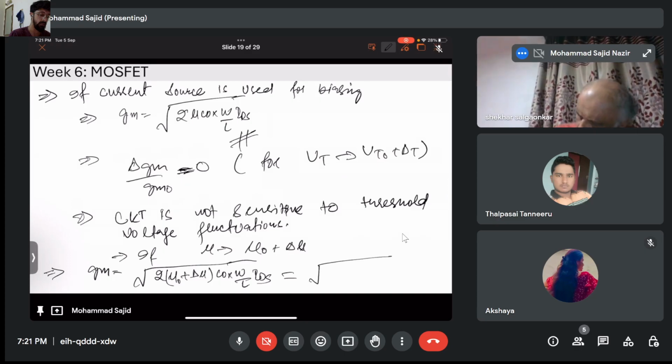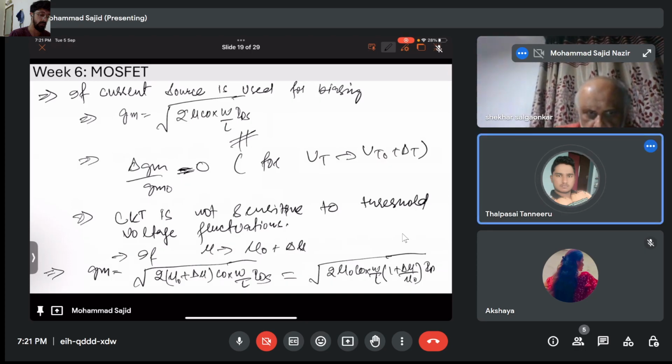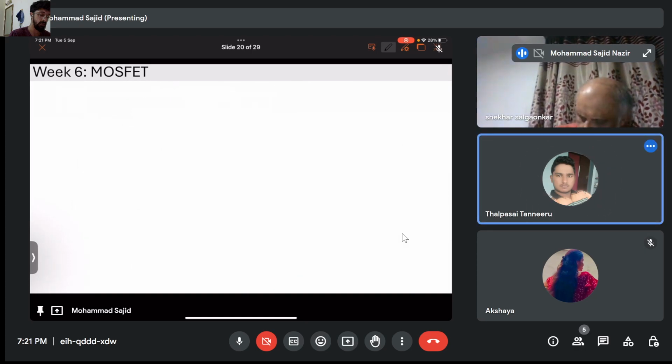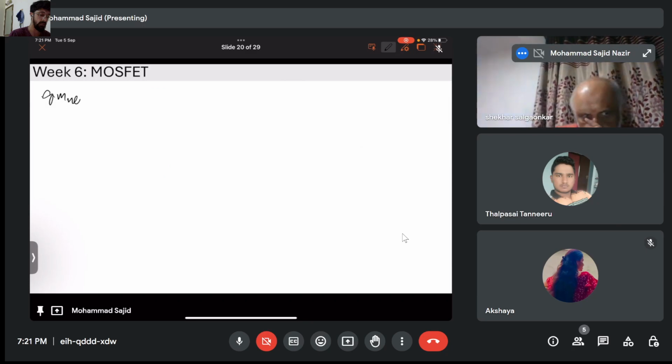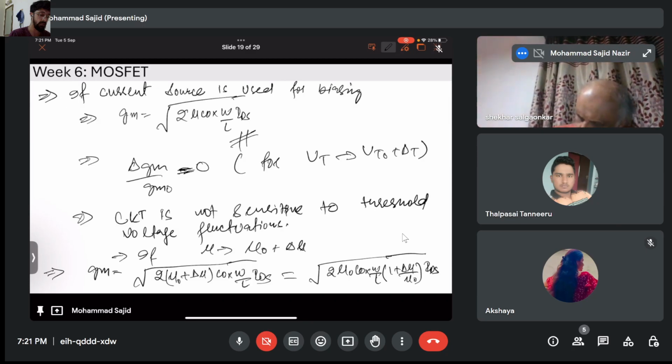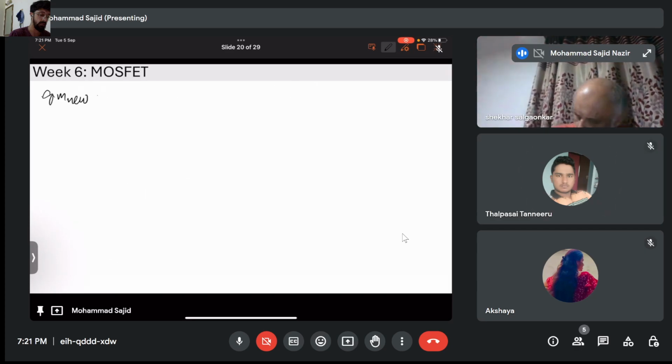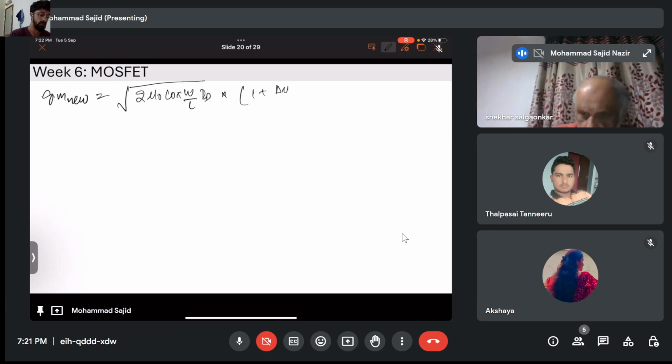So can I write it as 2 mu naught C ox W by L times 1 plus delta mu by mu naught? Yes, sir. So gm new will be 2 mu naught C ox W by L ID multiplied by (1 plus delta mu by mu naught) whole to the power of 1 by 2.